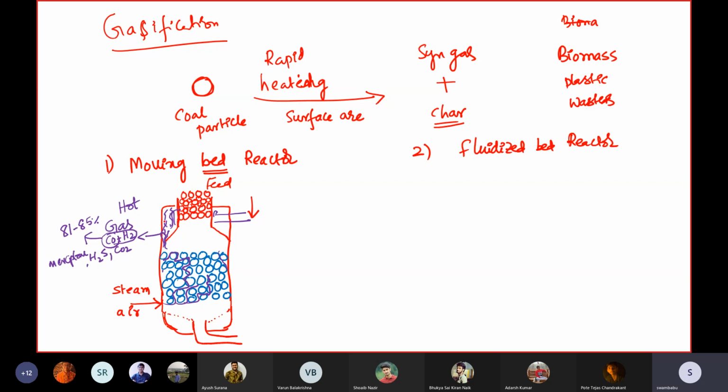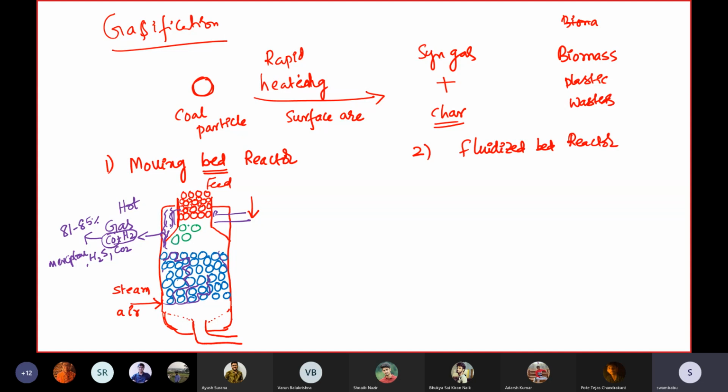When this gas flows over this bed externally, what will happen? Heat transfer from the syngas to the cold particles will take place. That way they will do the preheating of these particles. So these preheated particles, I am just changing color, the preheated particles will enter into the bottom bed.